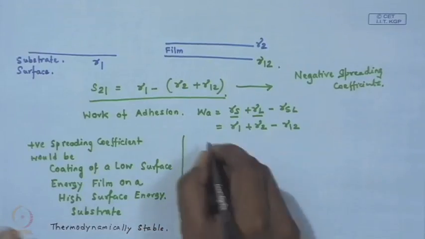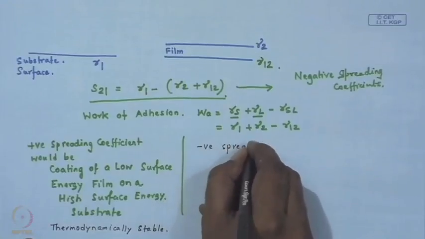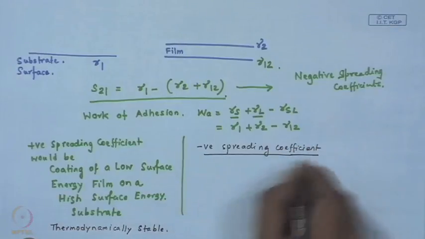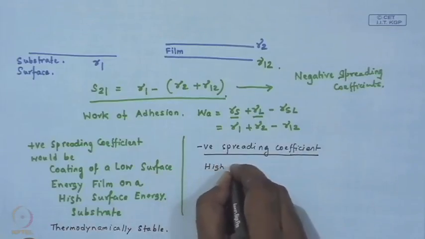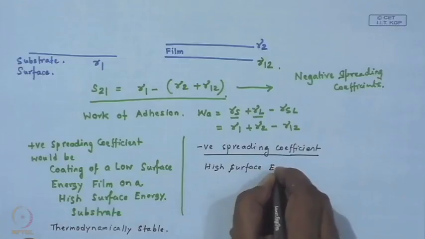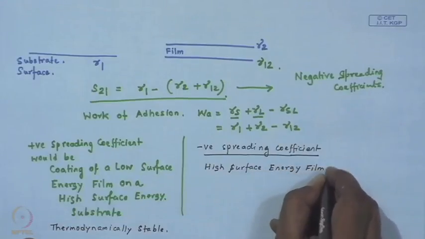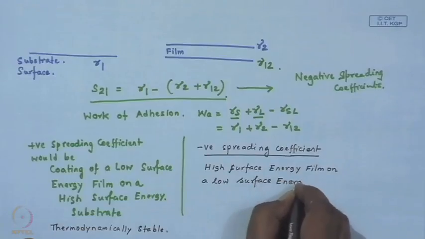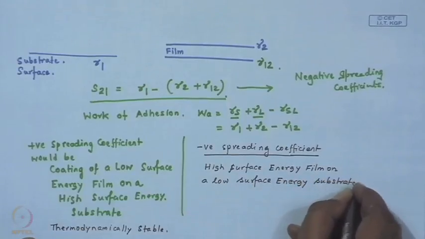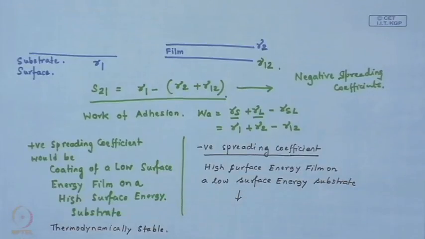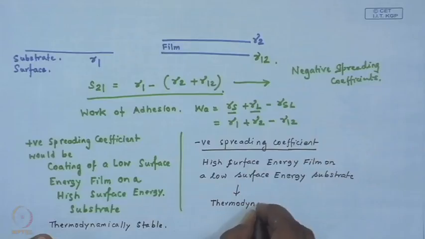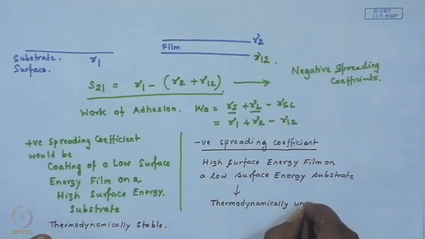In contrast, if you coat a high surface energy film on a low surface energy substrate, then the spreading coefficient becomes negative and the film becomes thermodynamically unstable. Okay.